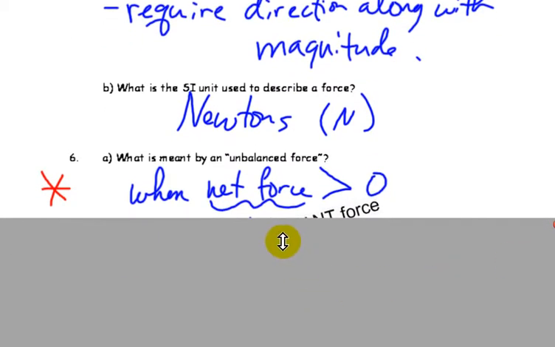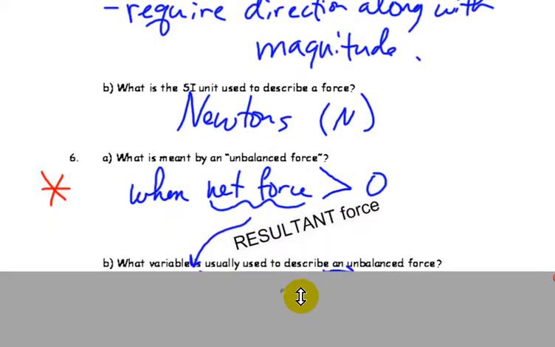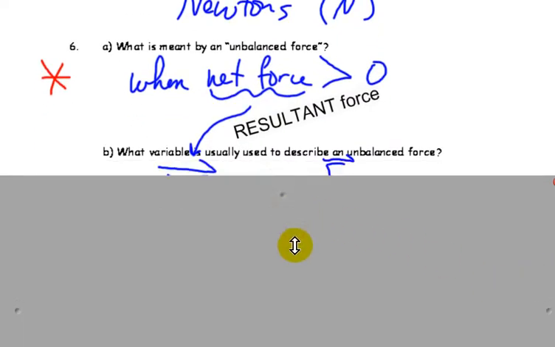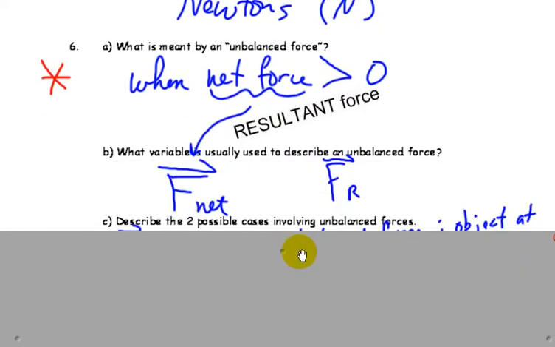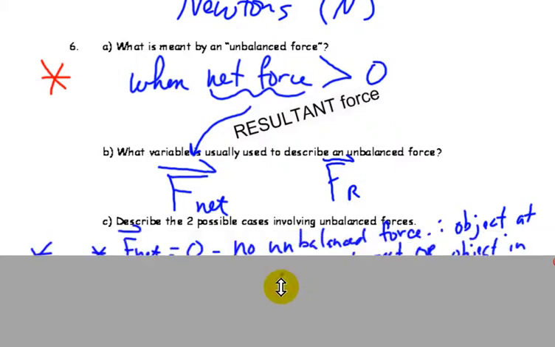Unbalanced forces: when you take all forces into account that are being exerted on an object, if there is a force in a particular direction that results, that's an unbalanced force. So it would be our resultant force, the overall force that acts on an object when all forces have been added together. And usually we have a variable to describe that. It's usually F net, or if we think back to our vectors unit, resultant, so FR, and of course we have the half arrow over top indicating that it is in fact a vector quantity.